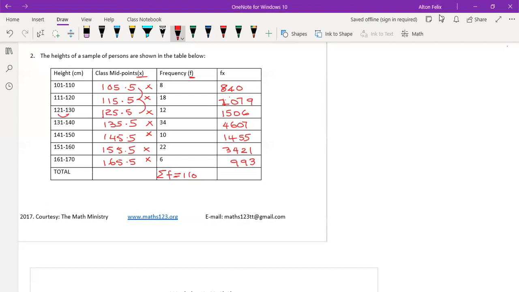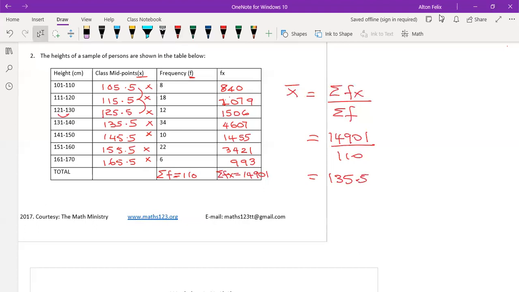So when we added up that figure, we get 14,901. So the sum here of f by x is 14,901. Okay, so I'm saying if you're asked to find the mean, you're going to take the sum of f by x and divide it by the sum of f, which is what we just did. 14,901 divided by 110, giving us 135.5 to one decimal place.